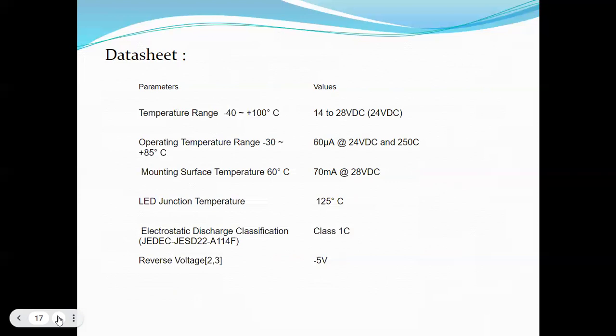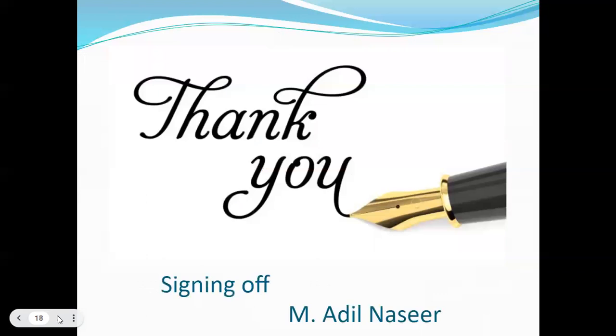It has a temperature range of about -40 to 100 degrees centigrade, and an operating temperature range from -30 to plus 85 degrees centigrade, a mounting surface temperature of about 60 degrees centigrade, and an LED junction temperature of about 125 degrees centigrade. The electrostatic discharge classification JEDEC JESD22-A114F is class 1C, and reverse voltage of about -5 volts.